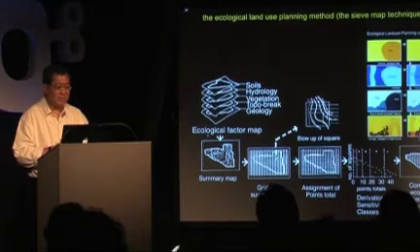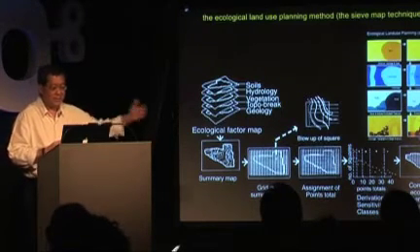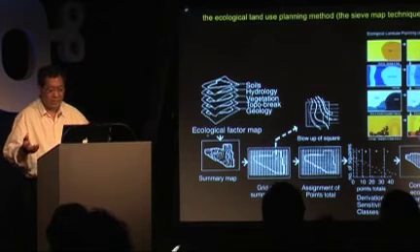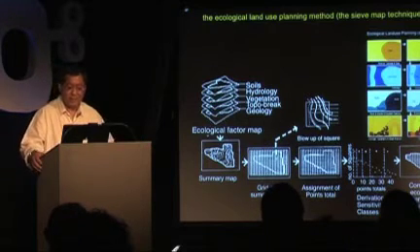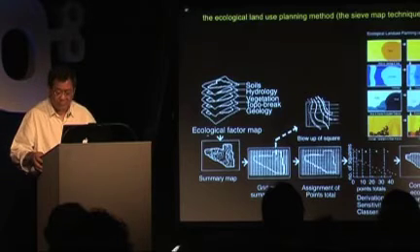In a nutshell, this method is what you call the ecological land use planning method. You map it on the left-hand side, you put a grid over it, you assign points, and you get on the bottom right-hand side a composite map, which provides a guide, if you like, for laying out the development.